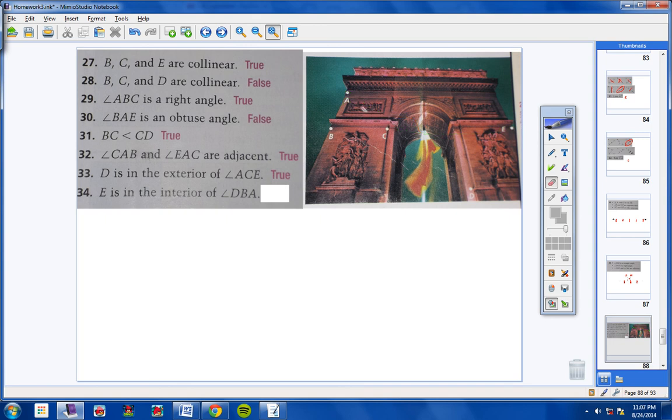And then last but not least, we have angle DBA. So here's D up to B and then up to A. So there's our angle right there. Okay. E is in the interior. Well, remember, this is the angle here. All of this out here is the exterior. All of this on the inside is the interior. So yes, E is definitely on the interior of angle DBA.